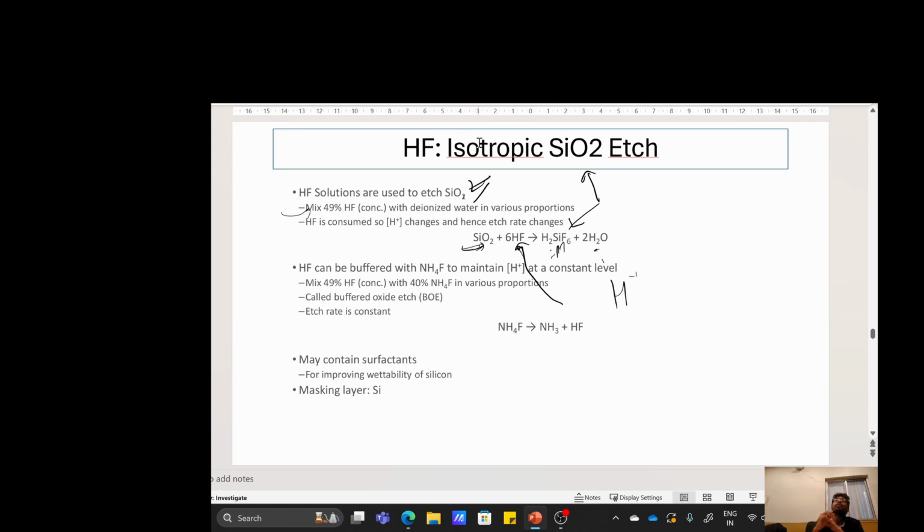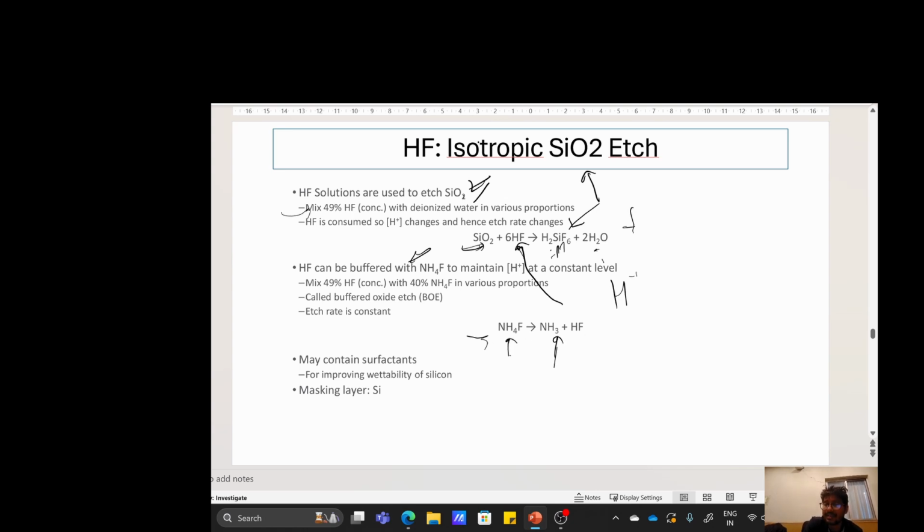Okay, so during that process, initially HF was there, so the concentration gets decreased as the etching process proceeds. So the etch rate will also not be constant, because it is getting reduced. So what you can do is make a buffered solution that will keep the concentration of HF constant during that process. In this one, what it will give you is NH4F plus NH3.